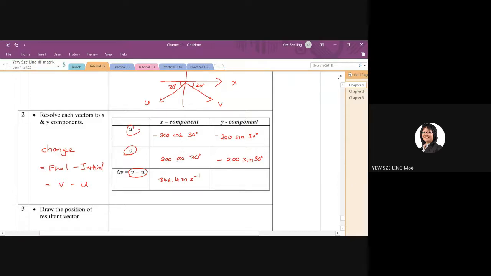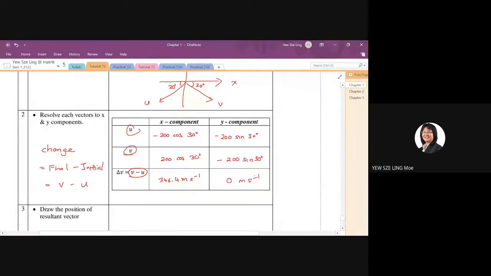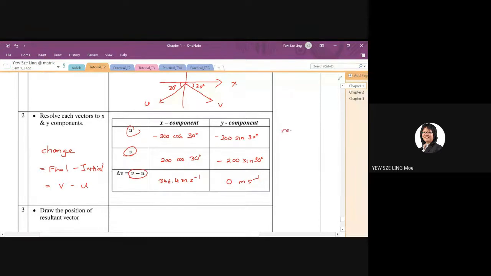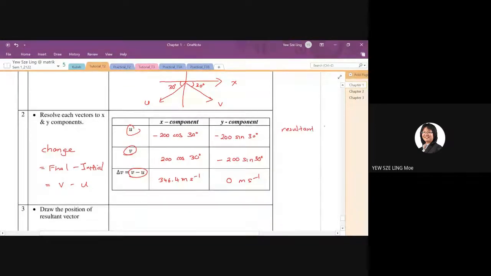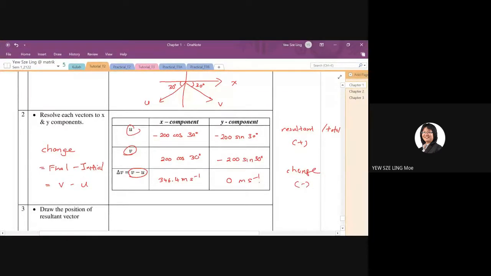So actually it becomes plus. Whereas for y component, negative 200 sine 30 degree minus negative, so it becomes plus 200 sine 30 degree. Therefore, it is equal to 0 meter per second. So this question is slightly different than the previous question. The previous question asks you to calculate resultant, or total, then you add them up. When you have a question that involves change, then you subtract. You use final minus initial.